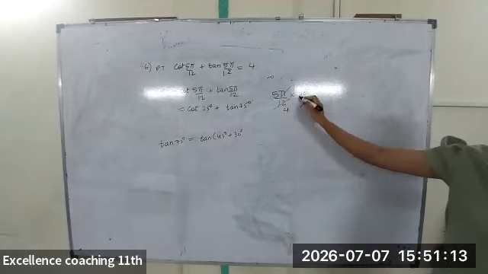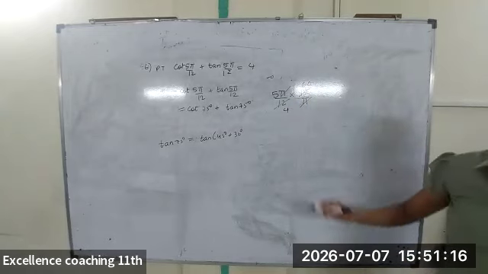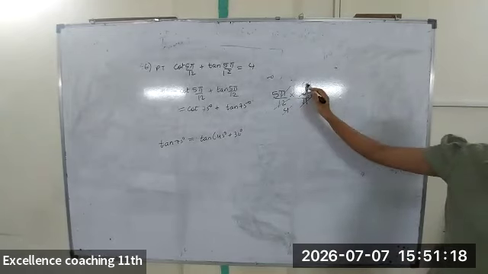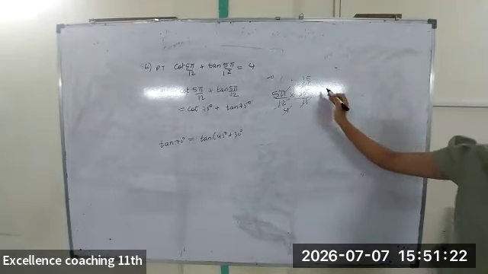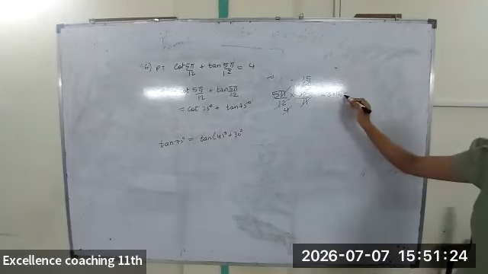3 tables, 3 4s are 12, 3 6s are 18, 0. Okay. Then 4 1s are 4, 4 5s are 20. And then 5 into 15 will be 70.